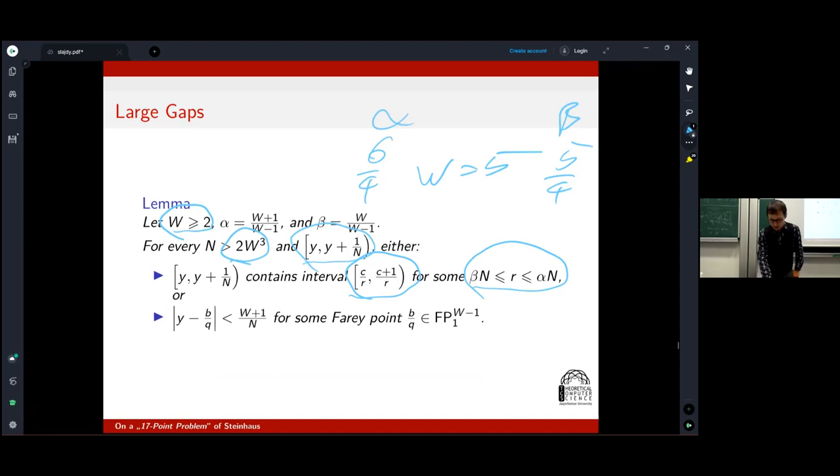And there are some bad guys. So these are bad guys, and this is exactly what I meant about small moves. So I will use denominators up to W. Okay.